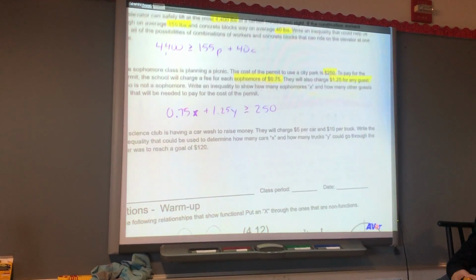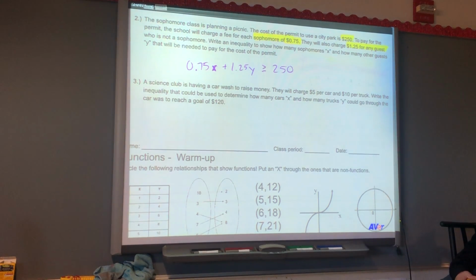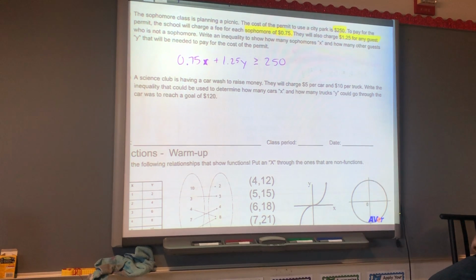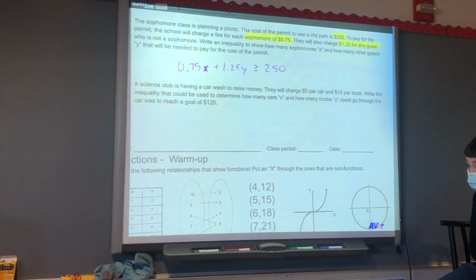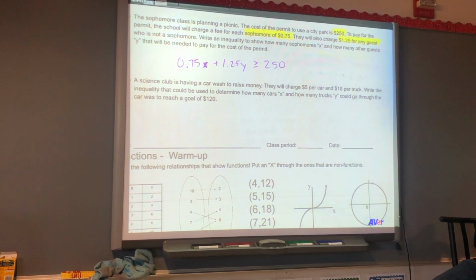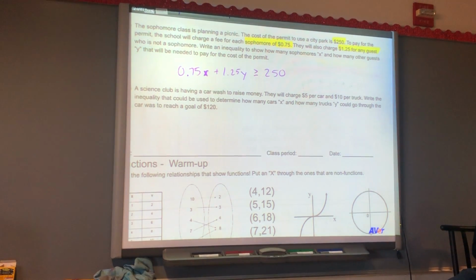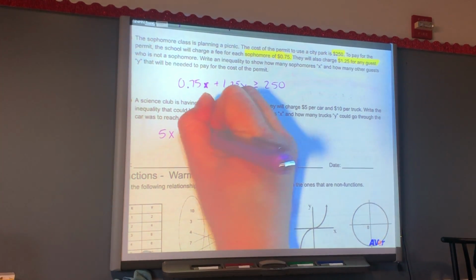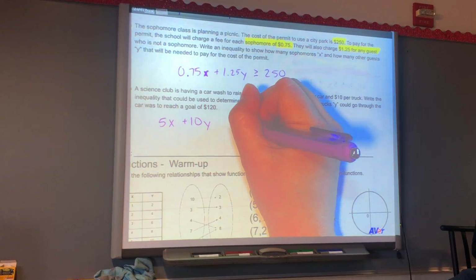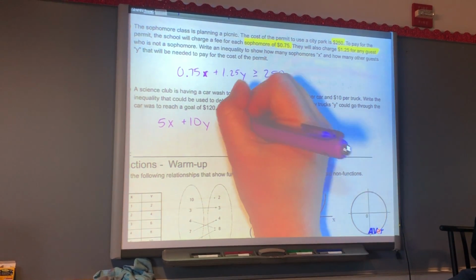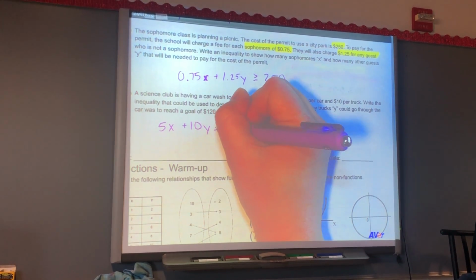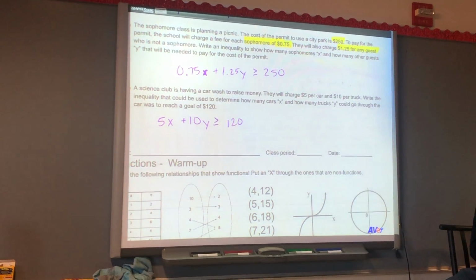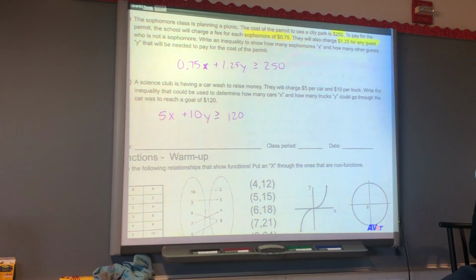All right, and last one. A science club is having a car wash to raise money. They will charge $5 per car and $10 per truck. Write the inequality that could be used to determine how many cars X and how many trucks Y could go through the car wash to reach a goal of 120. So we're going to have $5 per car, which is X, plus $10 per truck, which is Y, and we want it to reach a goal of 120. So again, we still need this left side of the equation to be bigger than or equal to 120 to reach our goal. And that is how you write inequalities from word problems.